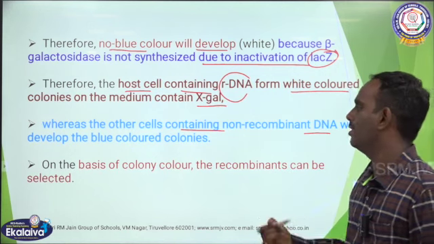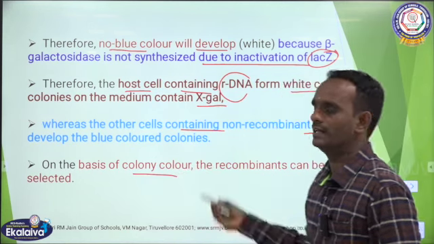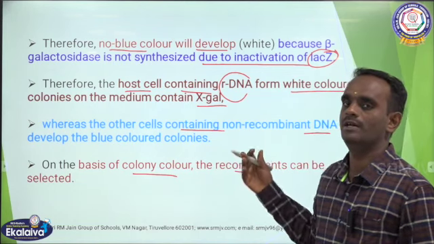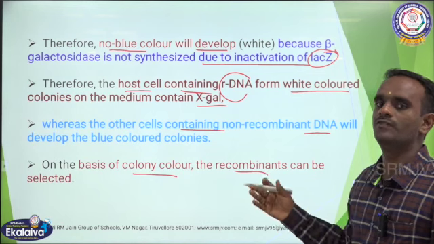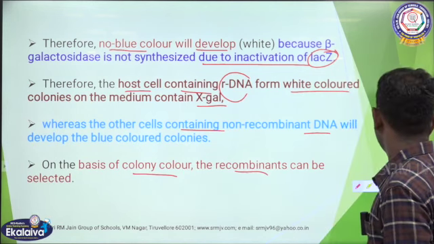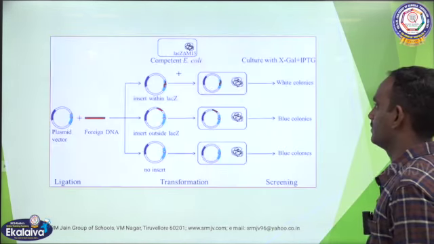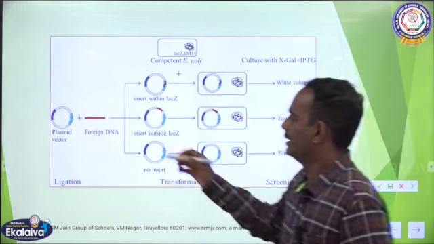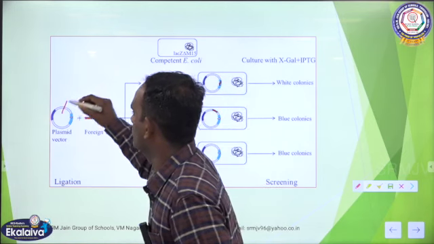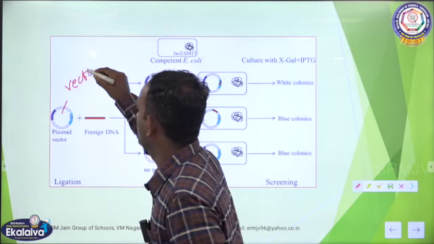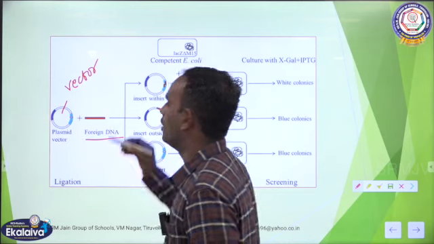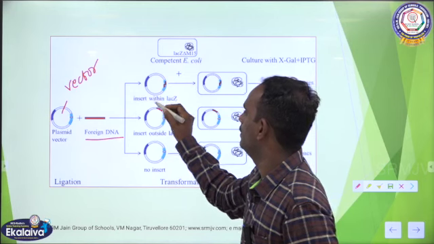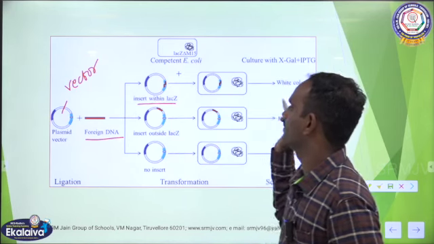On the basis of the colony color, the recombinants can be selected. This is one important method, screening for recombinants. Okay. See the picture here, this is a plasmid vector, you know very well, by inserting foreign DNA. See here, insert within the LAC-Z.